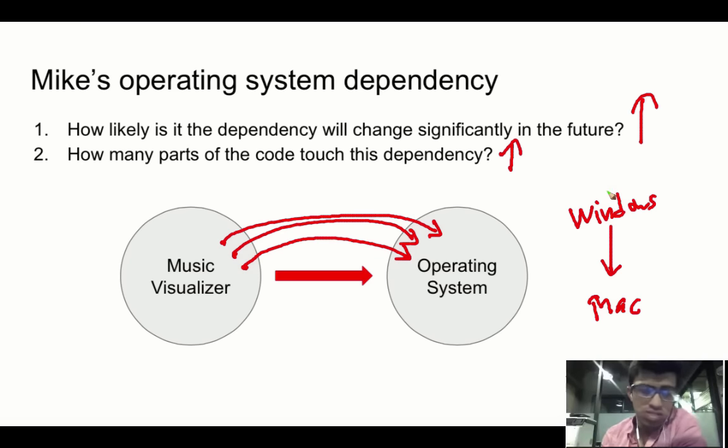Okay, so this was concerning to Mike because if the operating system ever changed, he would need to rewrite a bunch of code, every part of his music visualizer logic that interacted with the operating system. So he designed his code in such a way to make it flexible to changing the operating system. Now, the solution he came up with was, since this number is high, let's try to reduce the number of parts of his code that interacted with the dependency.